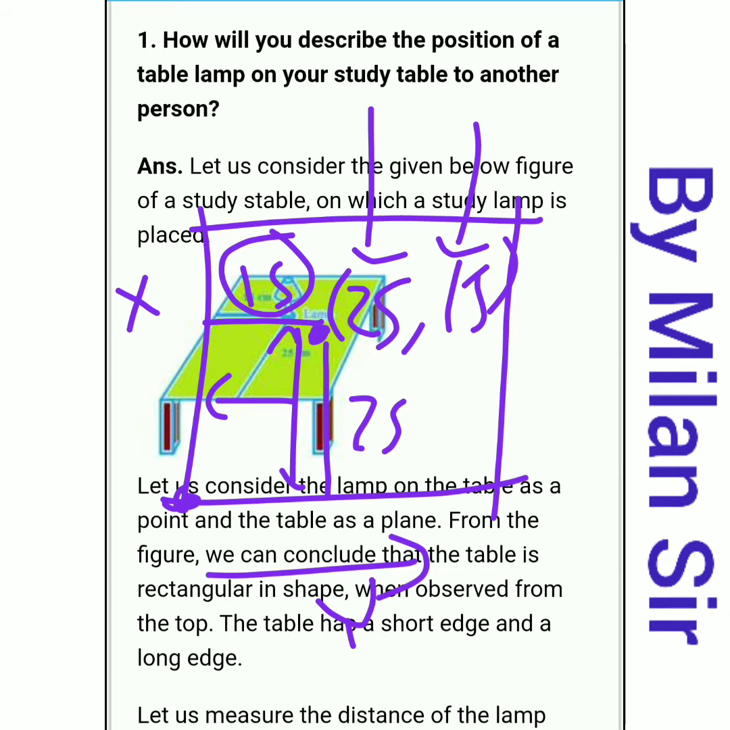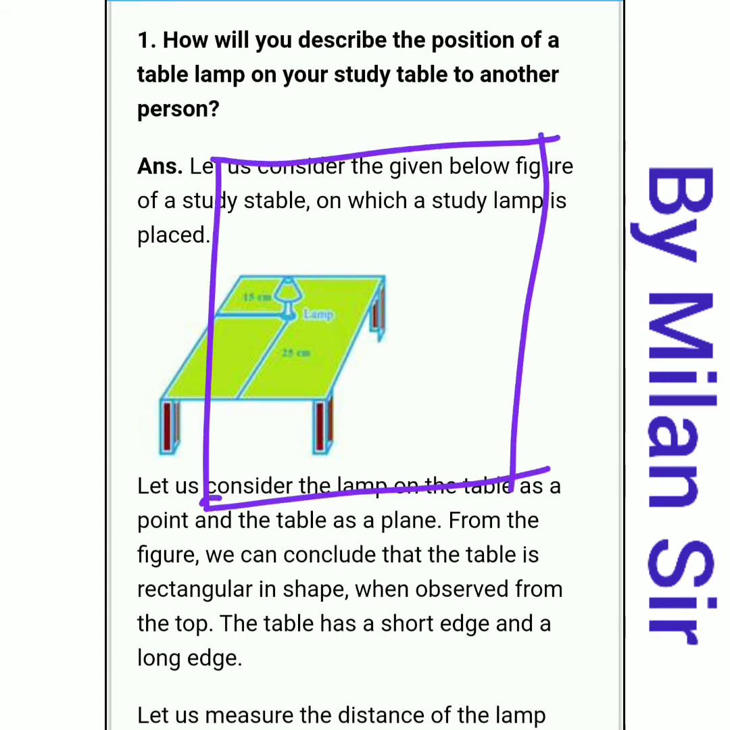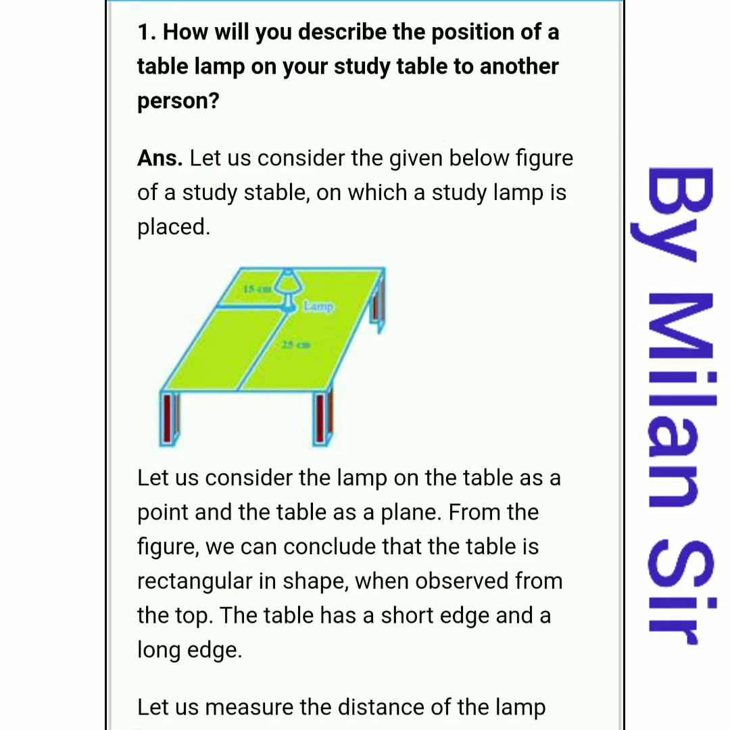So alternately, in our rectangular table we just need to consider our origin, then x-axis and then y-axis. Now wherever the lamp is, we just need to find the distance of this lamp from the x-axis and from the y-axis. The distance from the y-axis is our x coordinate, and the distance from the x-axis is our y coordinate. And we just need to tell the coordinate of this table lamp. So we can define the position of the table lamp on the table. So in question number 1, we need to write this description.